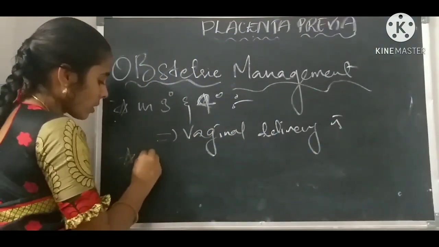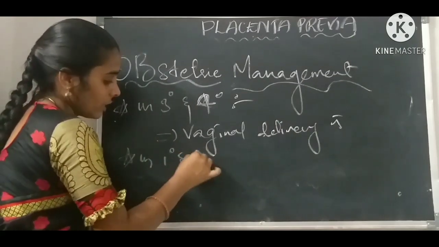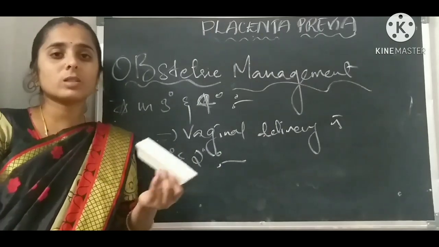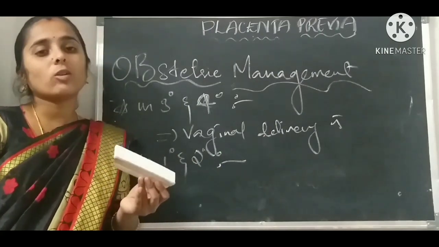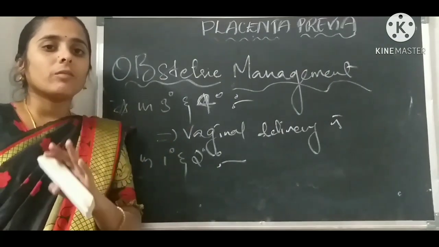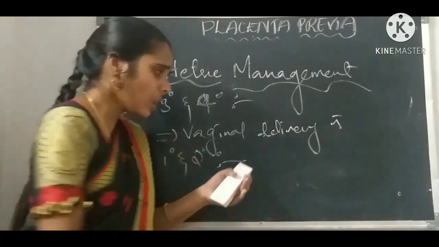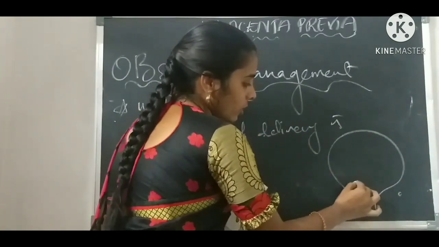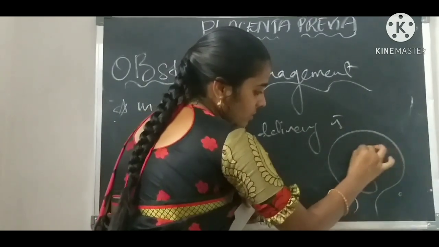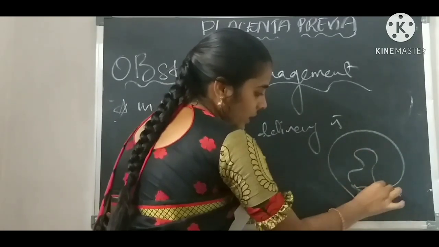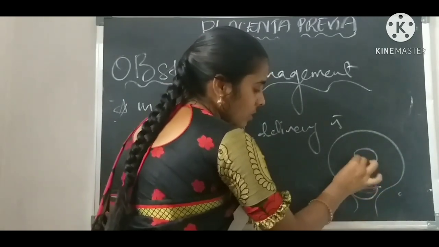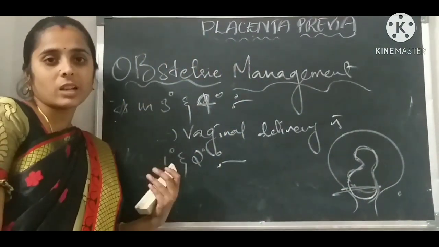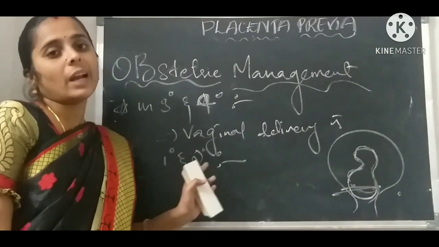Next, in first and second degree, if there is a breech presentation, what is a breech presentation? It is a longitudinal lie of the fetus with the buttocks presenting. So even if there is a breech presentation, cesarean section is to be done in first degree and second degree.